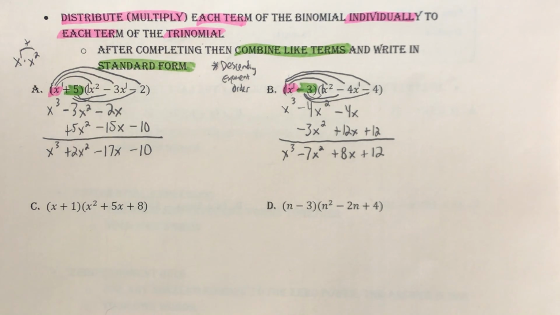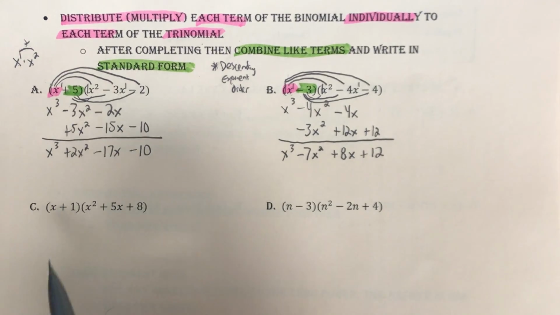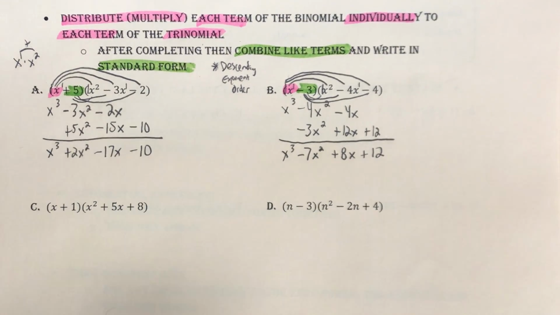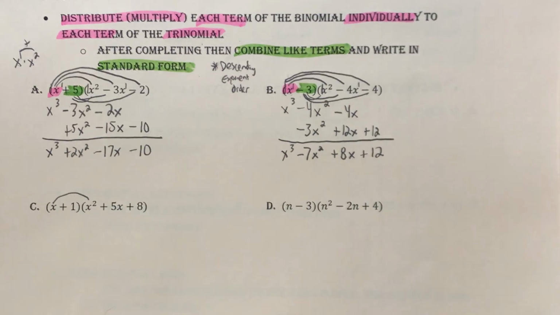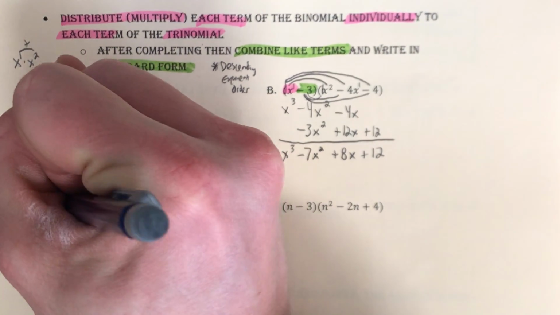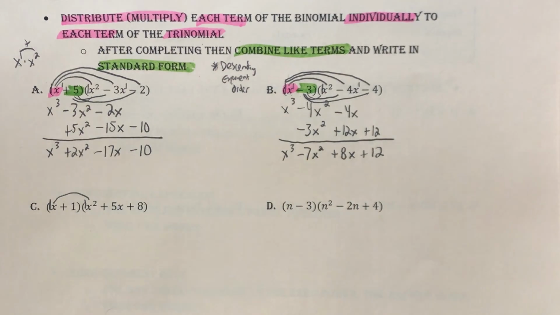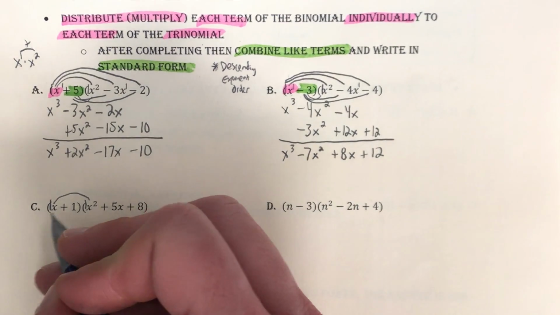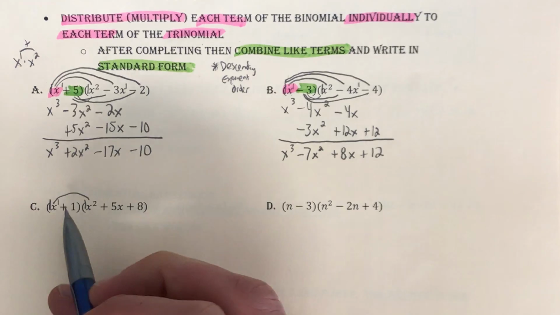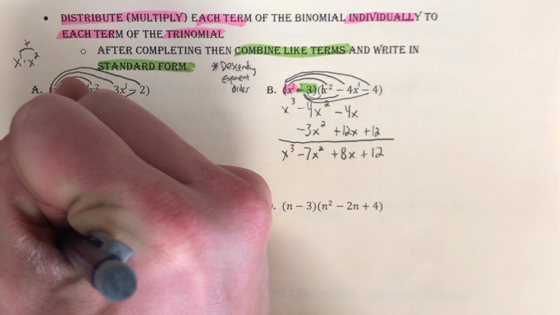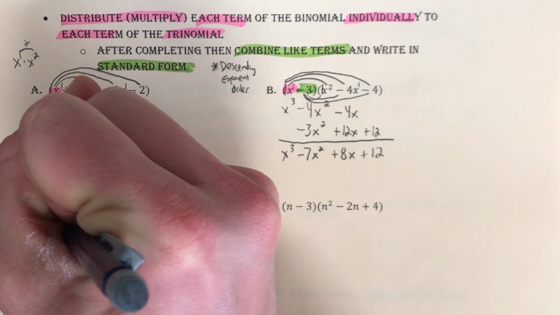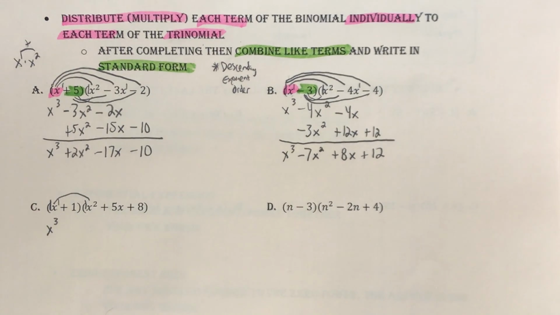So again, first thing we do is take the first term of the binomial, our x here, and distribute it to every term in the trinomial. So x times x squared. Remembering both of them have coefficients of 1, and 1 times 1 is 1. The exponent on this x is 1, and x to the first times x squared, we add the exponents, so that becomes x to the 1 plus 2 is 3. So that's that product of powers rule.